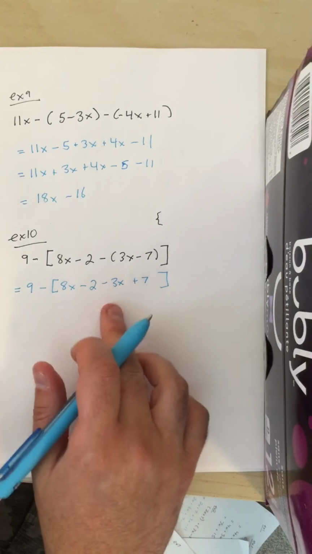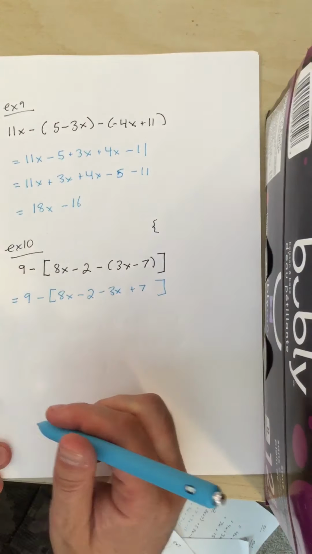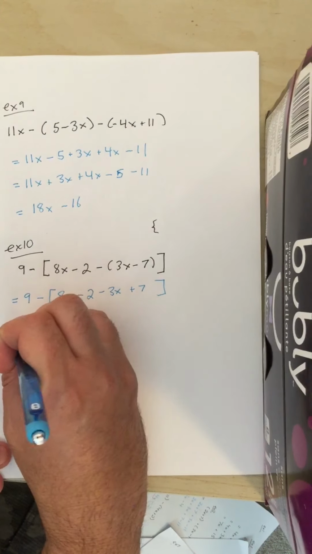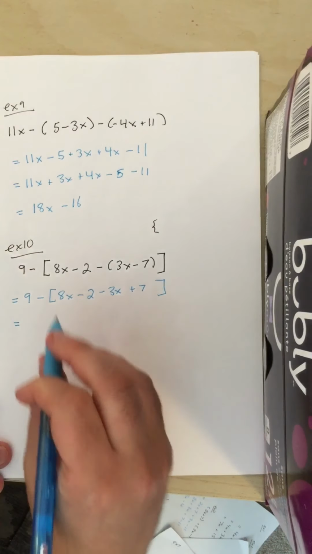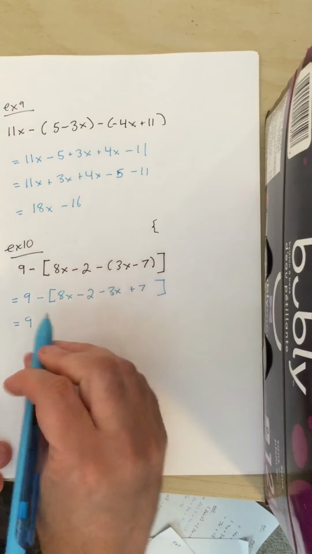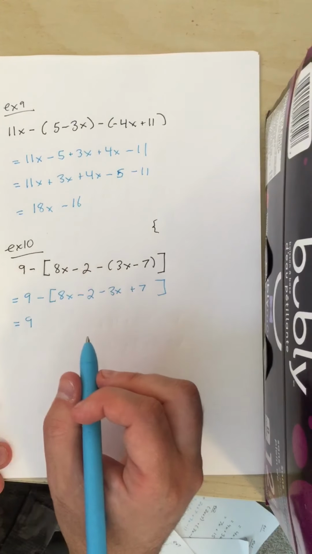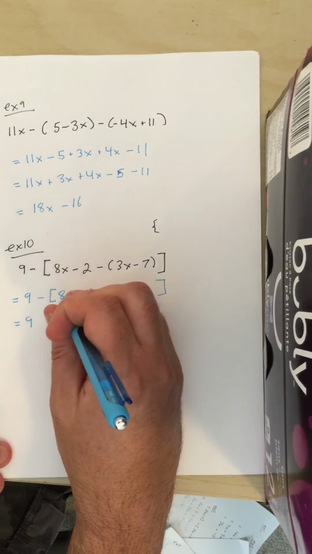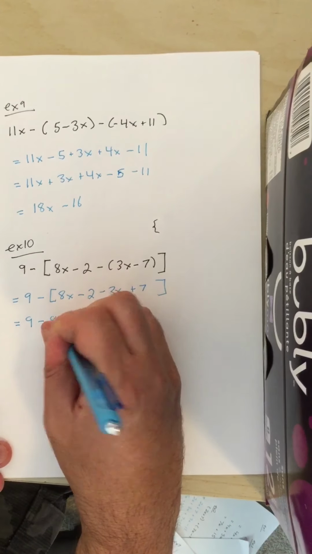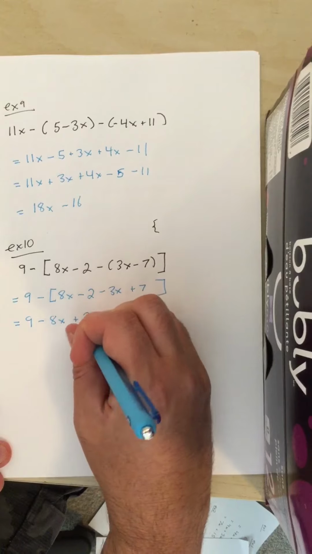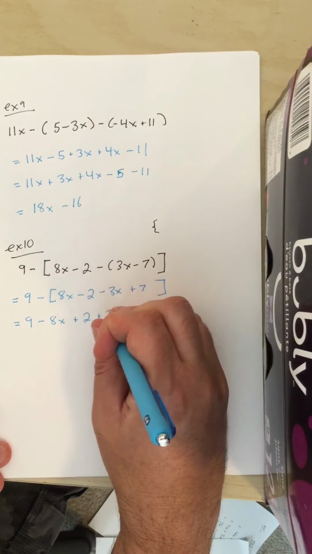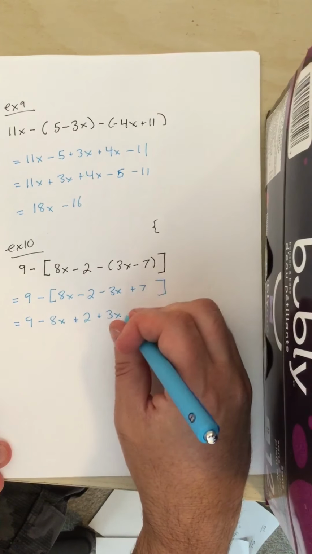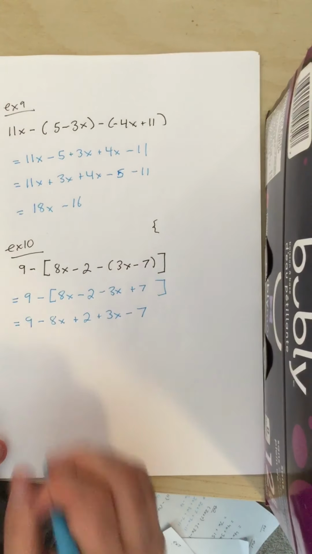At this point, you could collect like terms or not collect like terms. It doesn't really matter. I'm not going to. So we have the 9. There's a negative in front of this bracket. So what's going to happen is we're going to switch everything inside the square bracket. So the 8x becomes minus 8x. The minus 2 becomes plus 2. The minus 3x becomes plus 3x. And the 7 becomes negative 7.